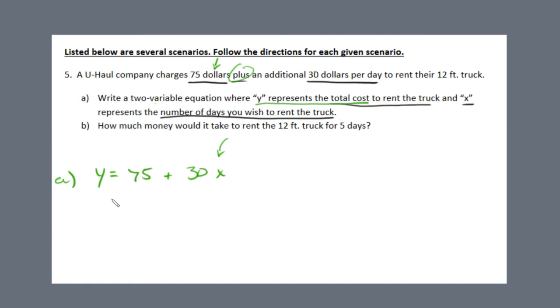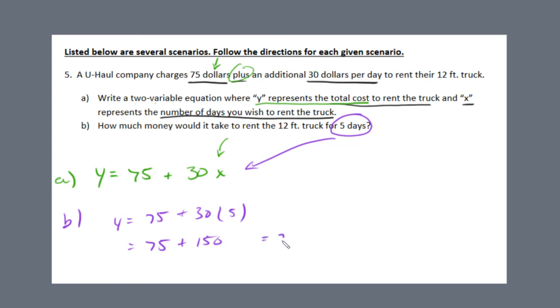Now B, how much money would it take to rent the 12-foot truck for 5 days? So if x represented the number of days, all you have to do, guys, is substitute 5 into x, because that's the amount of days. So you're going to have, y is equal to, so this is part B, 75 plus 30 times 5, and that is 75 plus 150, which is 225. So it would cost you $225 to rent the truck for 5 days. And all things considered, that is not bad. That's probably on the far cheaper end.